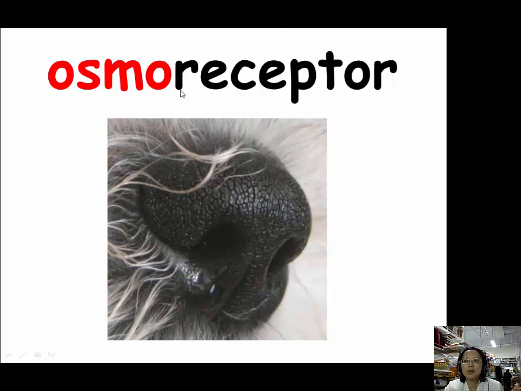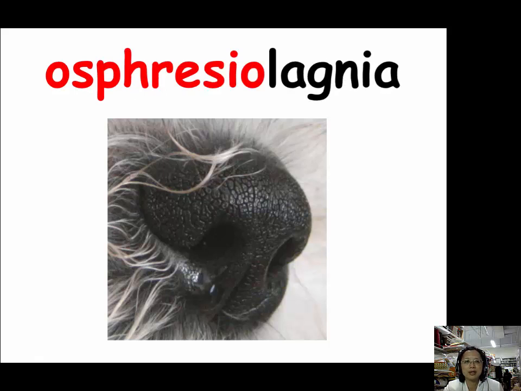For osmo, our example is osmoreceptor. Osmoreceptor is one type of sensory receptor that can detect smell. Like in this picture, it's the nose of a dog. Inside the nose of the dog, it has a lot of osmoreceptors. That's why they are more sensitive to smell than any of us.